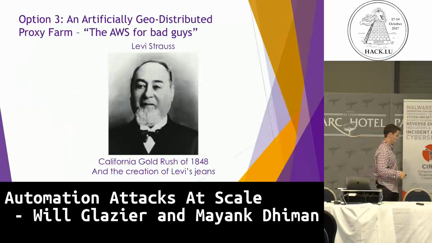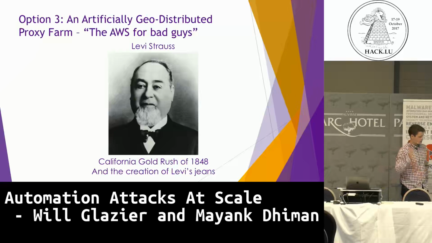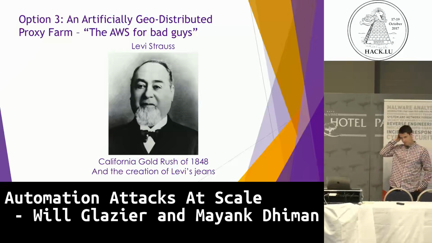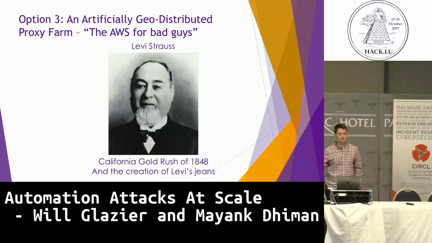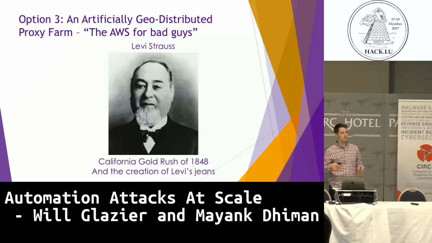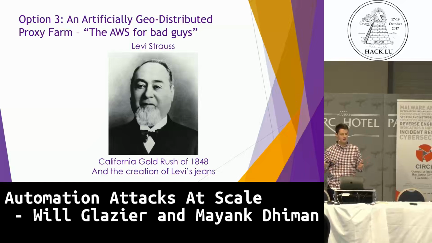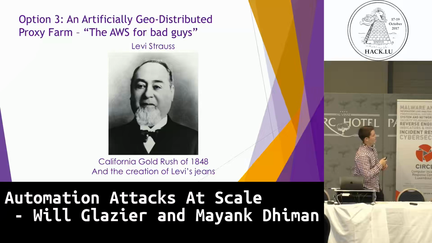Now the third option is sort of the most interesting and maybe the most unique. And we struggled with what to call it, and we called it an artificially geo-distributed proxy farm. And our little term is the AWS for bad guys. And you might be thinking, what is this old guy doing on the screen here, Levi Strauss?